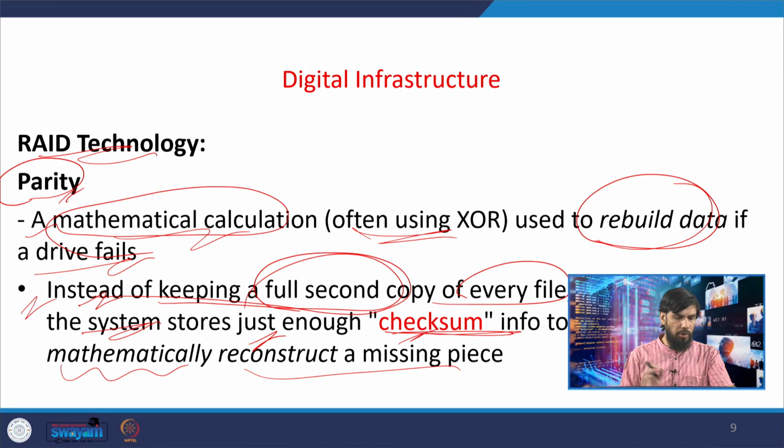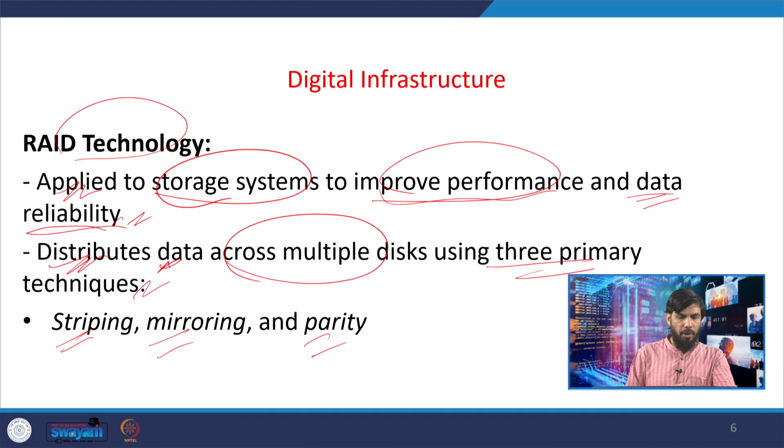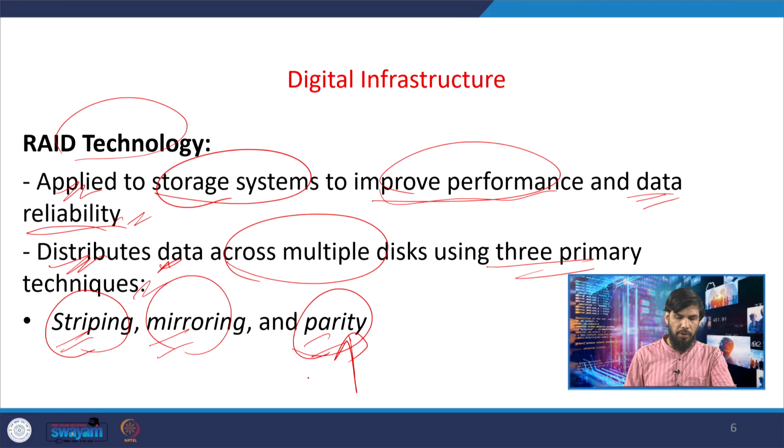So, the three things we talked about in the RAID technology, right: striping, mirroring and parity. In case something failed and we want to rebuild the data, and we did not have the exact copy, parity helps. Mirroring, wherever we had the exact copy, we can directly use that, but it is not possible to have an exact copy for everything. So, then we fall back to parity.